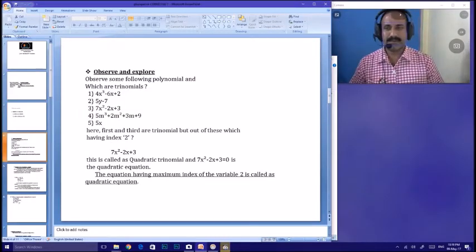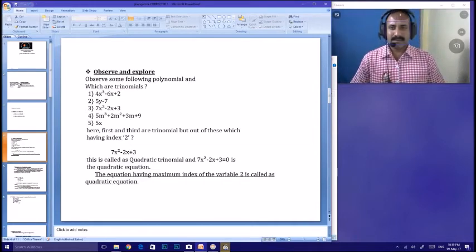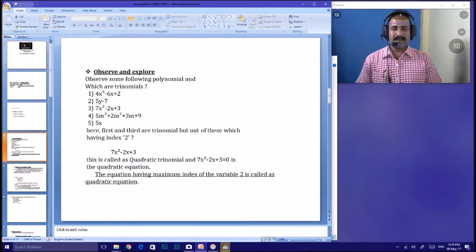In this video, we observe the formula of the quadratic equation. Observe and explore. In this, observe the some polynomials, which are trinomials. In the 9th standard, we have already studied the polynomial and the types of polynomial. In this chapter, the quadratic equation, that means trinomial equation. First is 4x cube minus 6x plus 2.